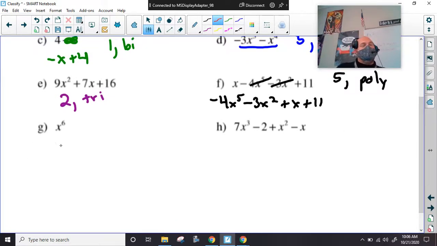All right. So number G, it's in standard form. What's our highest power? 6. Okay, I'm glad. Hopefully you don't miss this one. How many terms do we have? 1, because it's mono.